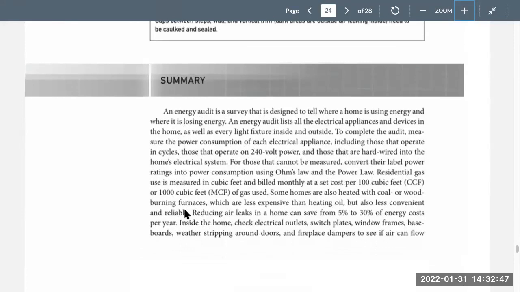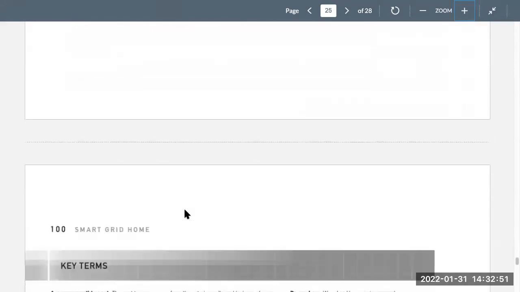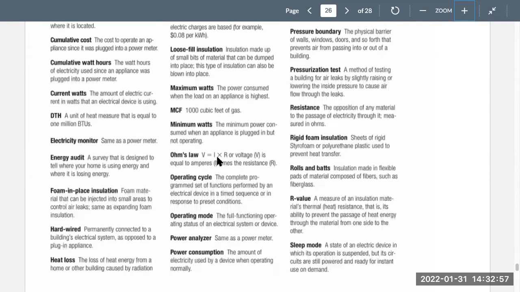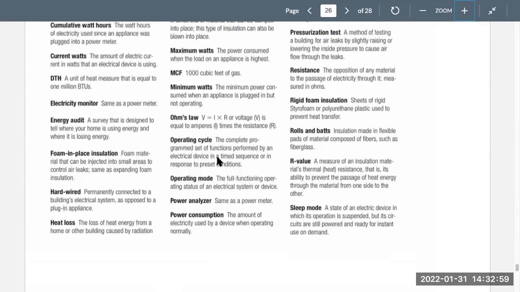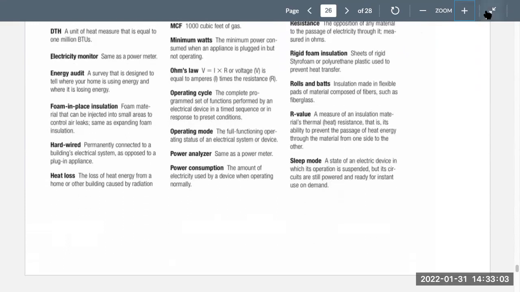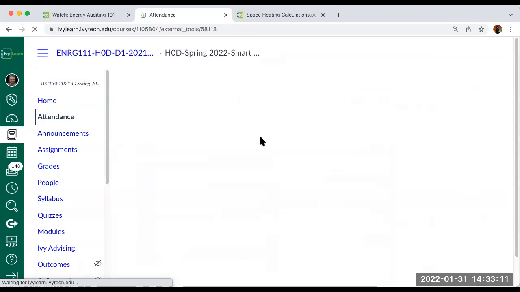It's a pretty easy lesson. You have key terms in here, so if you're trying to find definitions, you might want to look in here on this page. Any questions or comments for me? Get your attendance, Roberto, before I forget.